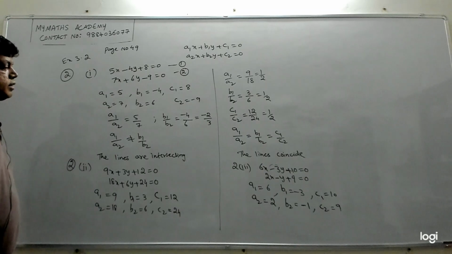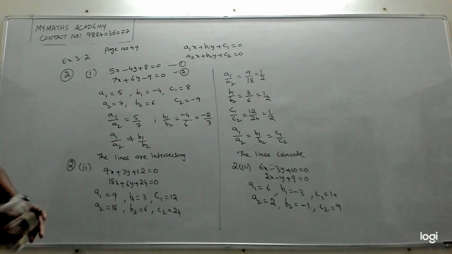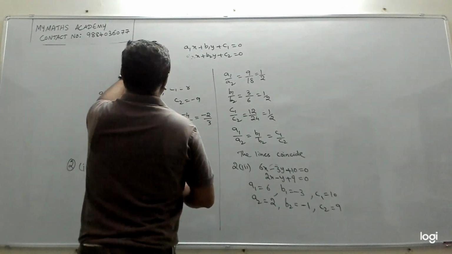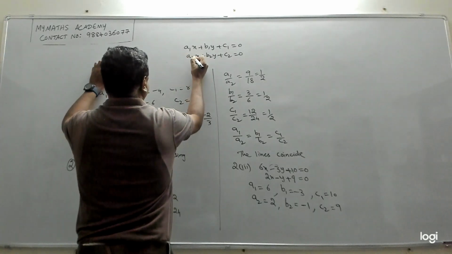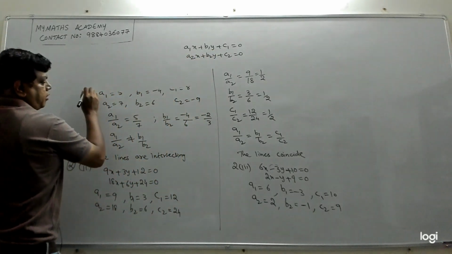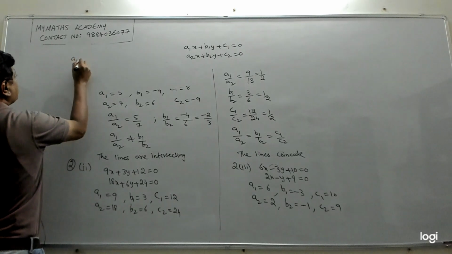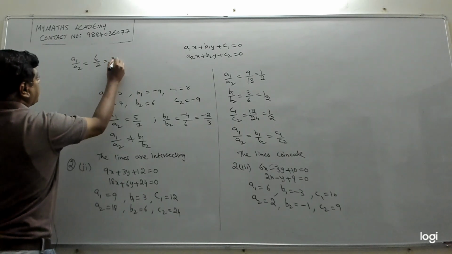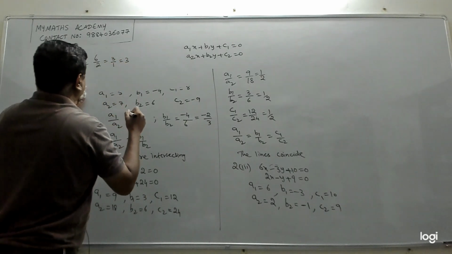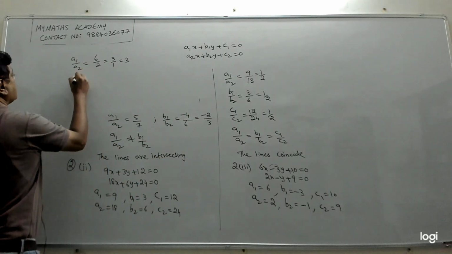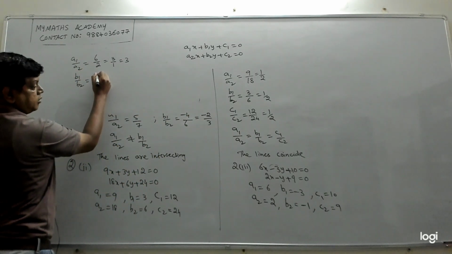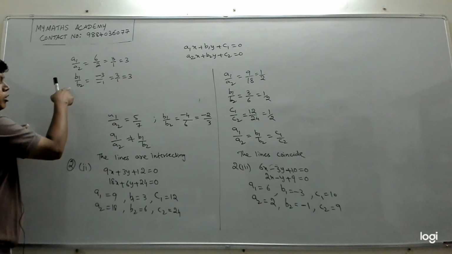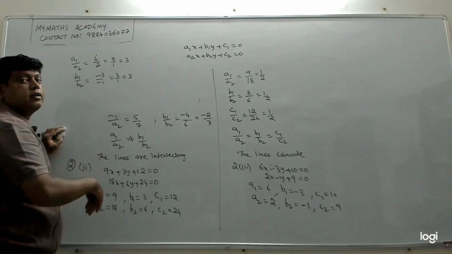Fine. Now let's try to find what the ratio is. I'll keep this general form. So what is A1 by A2? A1 by A2 is 6 by 2, which is 3 by 1, which means 3. Or you can even call it 3 by 1. Doesn't matter. What is B1 by B2? Minus 3 by minus 1. That is also 3 by 1, which is also 3. So A1 by A2 is equal to B1 by B2. So we should proceed and find what C1 by C2 is.